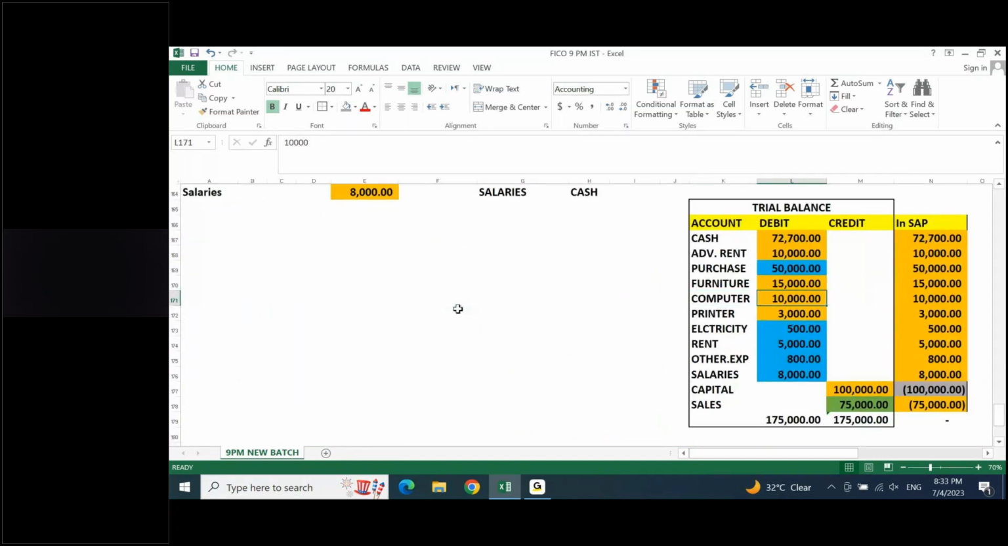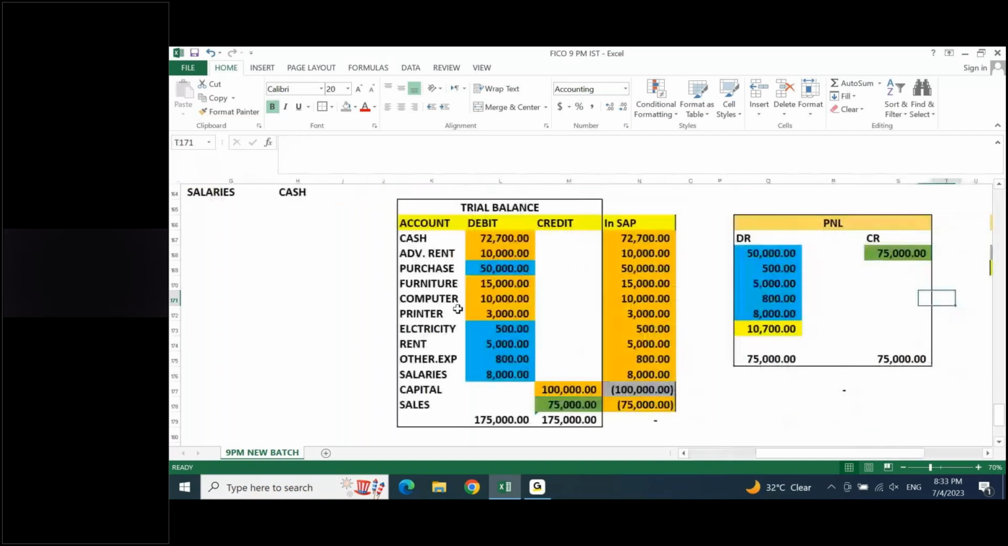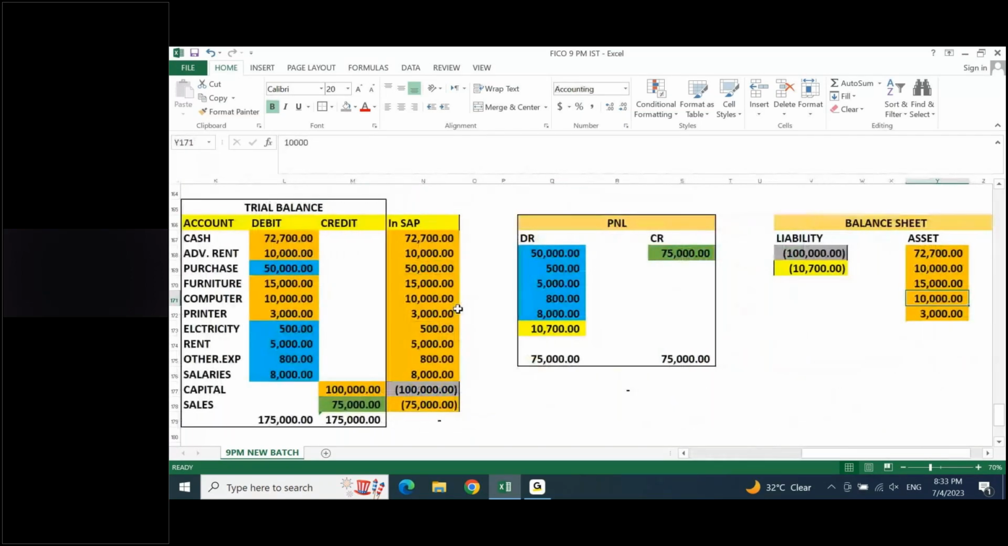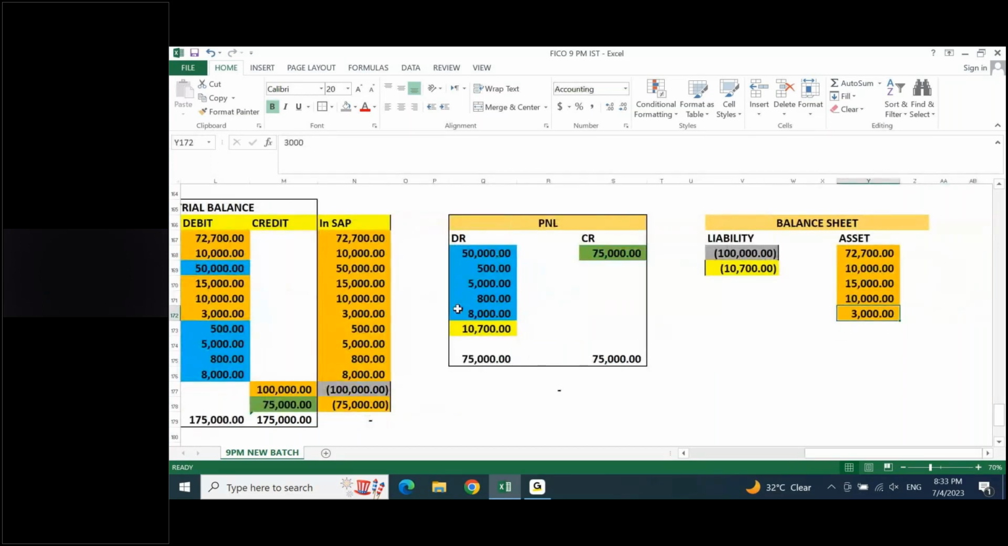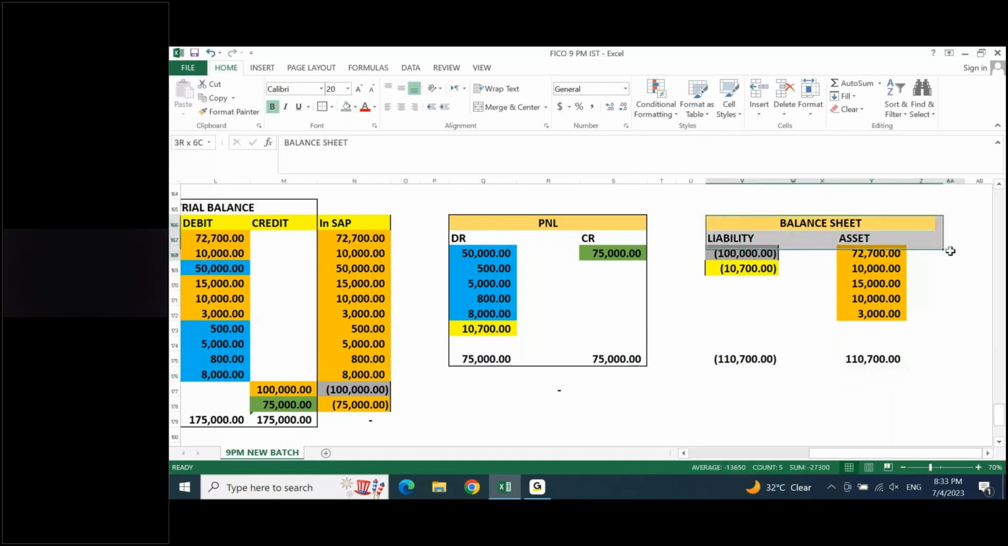When we actually start the classes, I'm going to explain different examples. I'll explain how you need to take your own example and prepare like this, and the same number you need to bring from SAP. So nothing is left over. Let me total my liabilities: 110,700. Let me total my assets: 110,700. Is your balance sheet matching? Yes, sir. Your balance sheet is now tallying.